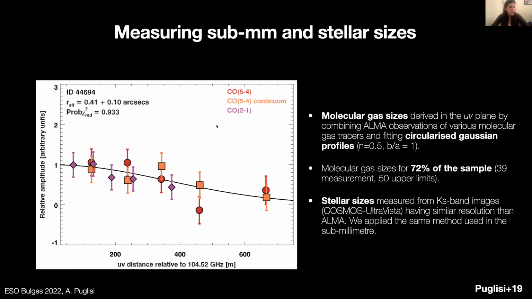The other key measurement for this talk is the measurement of stellar sizes. That we measure from K-band images that trace the rest-frame near-infrared emission in the sample, hence the stellar mass extent. The K-band images have similar resolution to the ALMA observations, and we measured K-band sizes also using circularized Gaussian profiles. This means that the method that we apply to measure molecular gas sizes and stellar sizes is very similar, and this allows us to easily compare those two quantities.